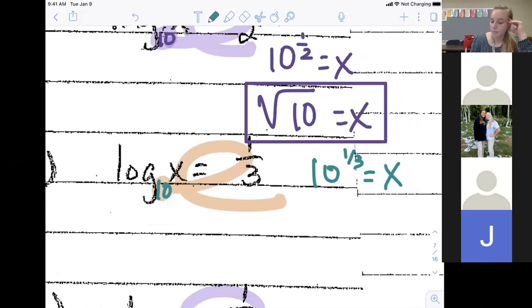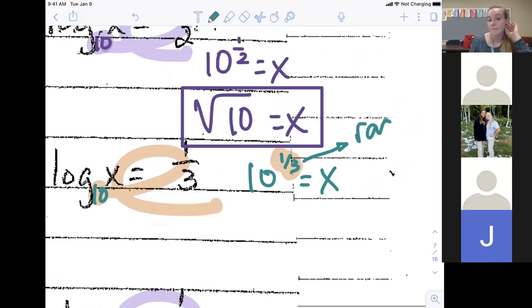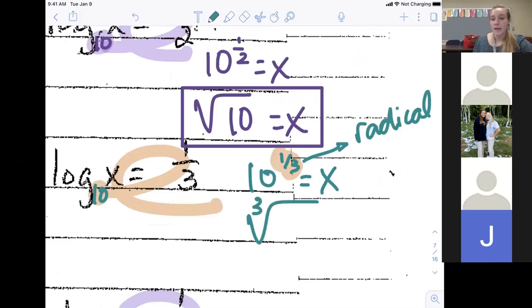If I have 1/3 as my exponent, that means I'm going to do a radical. So anytime you have a 10 or any number, any base raised to a fraction, it means you have a radical. The number on the bottom goes out in front of the radical. It tells you what kind of root we're doing. If it's a square, it's what we always assume, just a square root. You don't need to put a number out front. But since 3 is not assumed, we put that out front so we know it's a cube root.